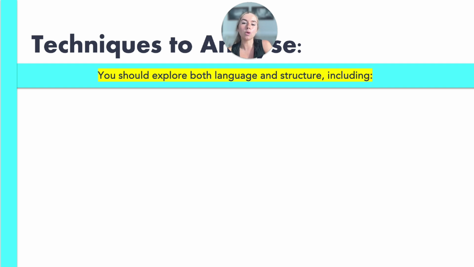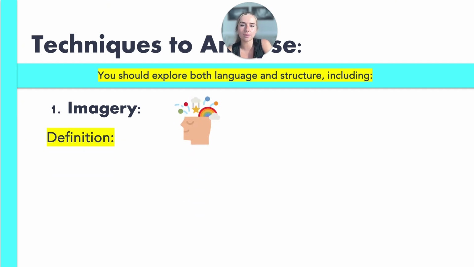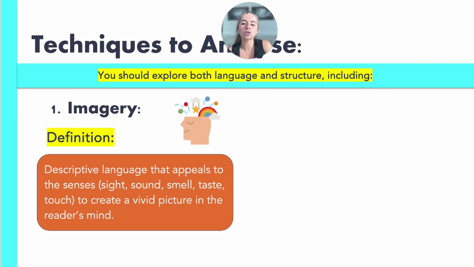So techniques to analyse. We should explore both language and structure techniques, and it includes imagery. So we can think about imagery. The definition of imagery is descriptive language that appeals to the senses like sight, sound, smell, taste, touch to create a vivid picture in the reader's mind. When I say vivid, I mean a really clear picture. So imagery allows us as a reader to really understand what's going on, to compare it to things that we know, to get a good, vivid image in our head of what it is like.